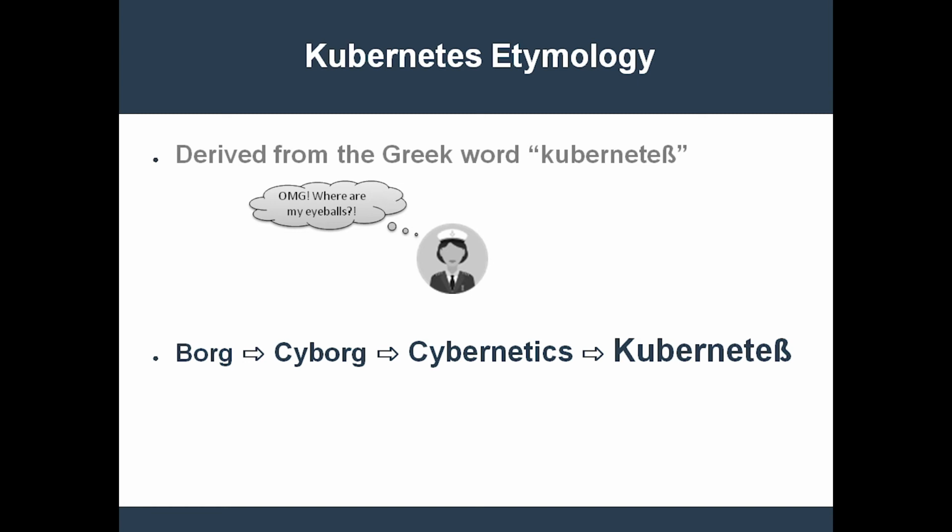Side note: the word Kubernetes is often abbreviated as K8S. The number 8 stands in for the 8 letters between the K and the S.